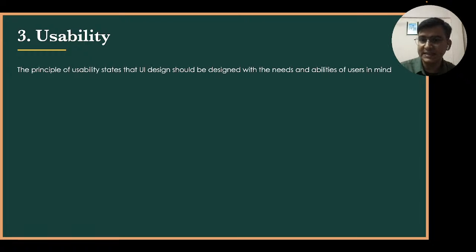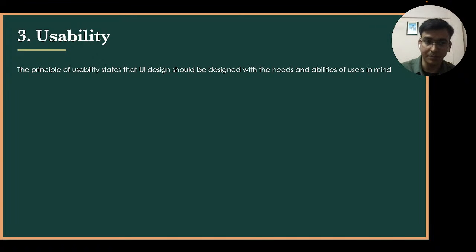So the principle of usability states that UI design should be designed with the needs and ability of a user in mind, which is very important to understand. The needs: you should design your applications in accordance with the needs of the user. And the next line is very important again. It says ability of the user. You have to take care of the ability of your user while designing the application.